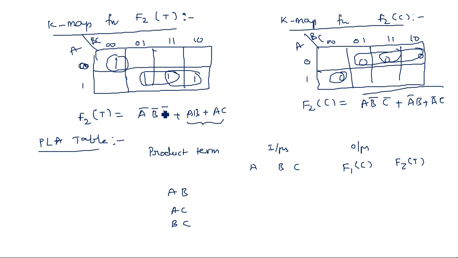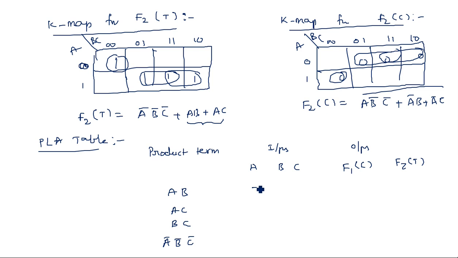So you need not worry about these two. Simply discard these two, and whichever is not covered in that F1 complement form, that you are taking additionally: A bar, B bar, C bar. So totally 4 product terms we need to concentrate on, and the remaining are all discarded. That's why we have taken F1 complement form, F2 true form. Hope you understand how we have identified this.